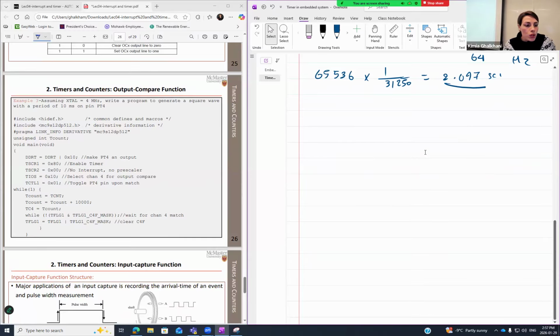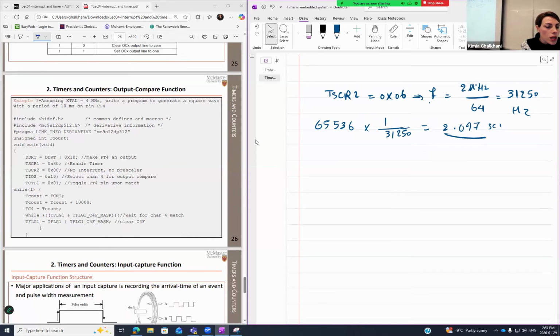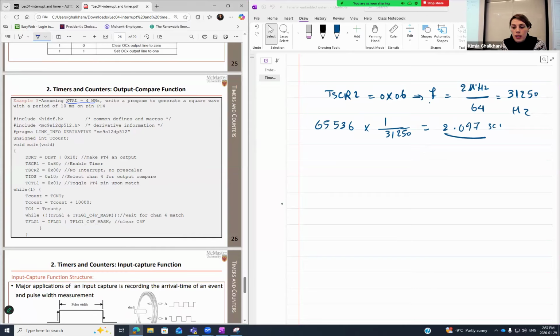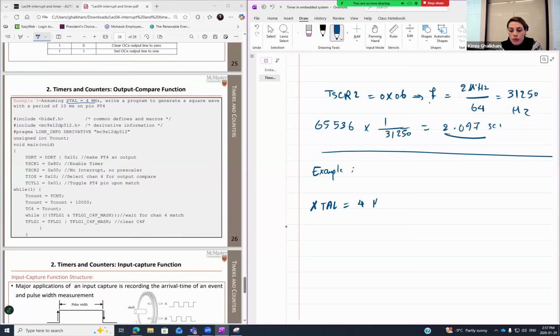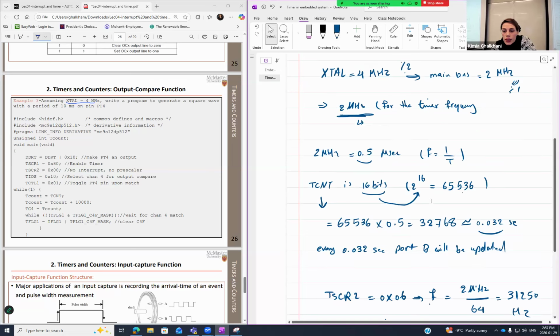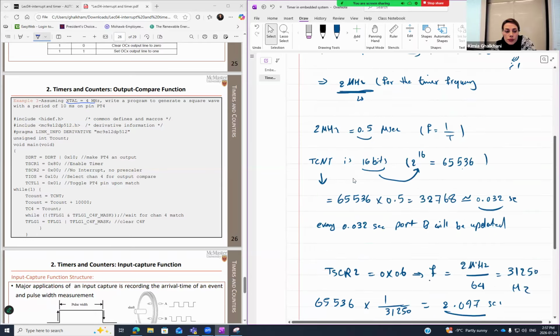This example, example 3, again has the crystal frequency given. All of these examples, I already solved them and uploaded the solution for you on Avenue. You can find them in there too. For this example, again, I have XT. Now you know what this is, right? It's 4 megahertz, and again I'm using the same prescaler, these two prescalers.